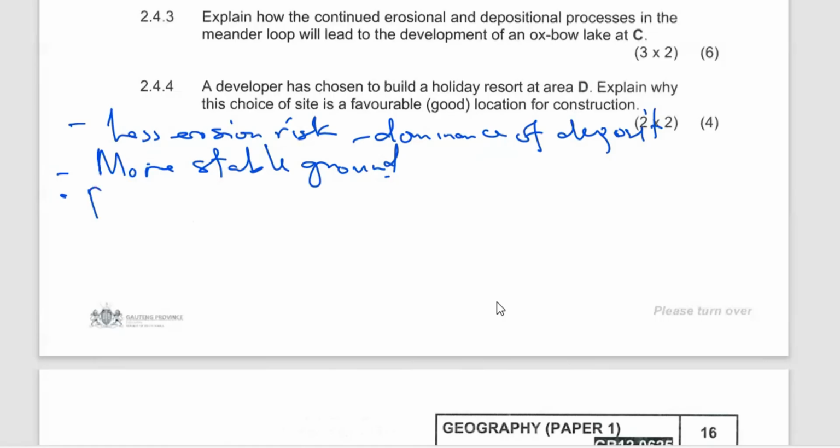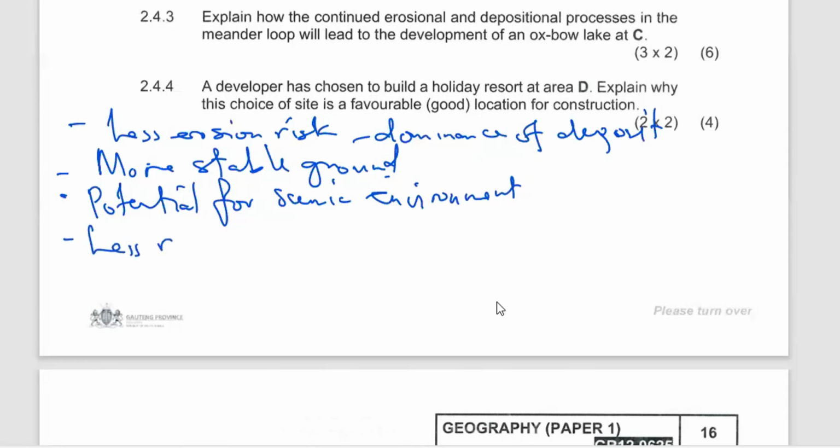It has potential, the area, for a scenic environment. There will be a scenic environment there because of the deposition that happens. People can ultimately go sightseeing in the area. It's potential for sightseeing, or it's a scenic environment because of the deposition that happens there. And also, there is less risk of flooding.